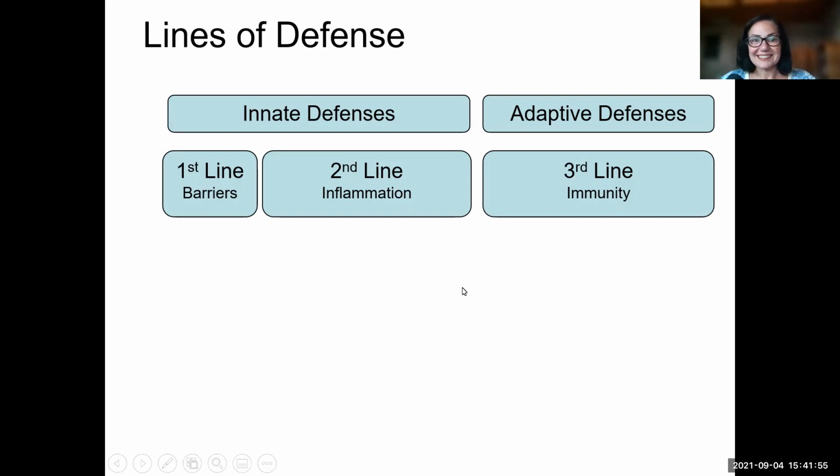We'll keep going. All right, so we'll call the second line of defense inflammation, and the third line of defense immunity.